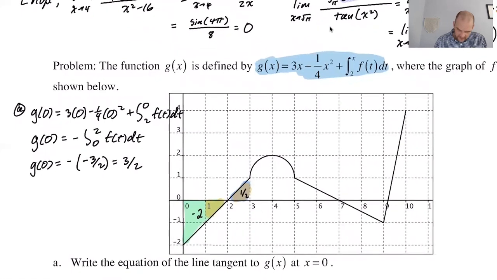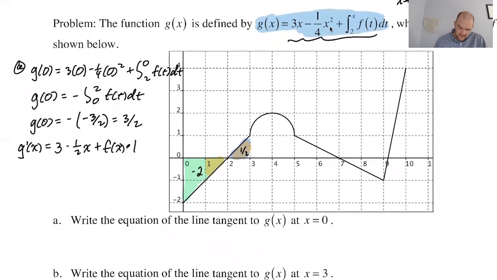So g prime of x is, we're finding the derivative of this whole thing here. The derivative of 3x is 3. The derivative of -1/4 x squared is -1/2 x squared. Nope, -1/2 x, not squared. And then the derivative of the integral from 2 to x, that's an accumulation function. Second fundamental theorem, it's going to be f of t with the upper bound plugged in, which is f of x. So plus f of x, and then times the derivative of the upper bound, but that's just times 1. So I'll write it just not to forget it, but we don't really need it.